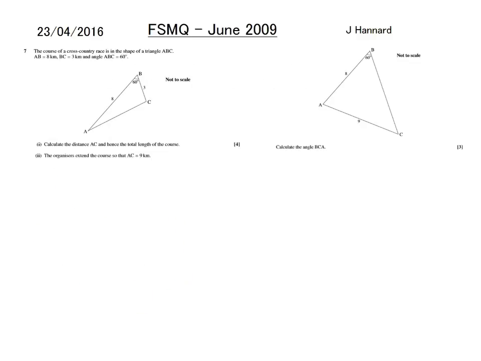So number 7, the course of a cross-country race is in the shape of a triangle ABC. AB equals 8, BC equals 3, and angle ABC is 60. So that's shown on the diagram here. Calculate the distance AC and hence the total length of the course. So it's a cosine rule because we've got the old scissor action here, so you've got an angle trapped between two sides.